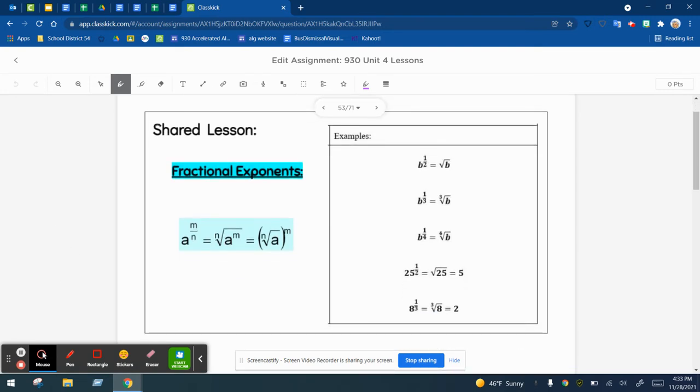So with fractional exponents, we take the numerator, that becomes the power, and we take the denominator, and that becomes the root. So b to the power of 1/2 becomes the square root of b. B to the power of 1/3 becomes the cube root of b. B to the power of 1/4 becomes the fourth root of b. 25 to the power of 1/2 becomes the square root of 25, which is 5, because we can simplify that. And then 8 to the power of 1/3 becomes the cube root of 8, which is 2. So we'll go over this a little bit more.